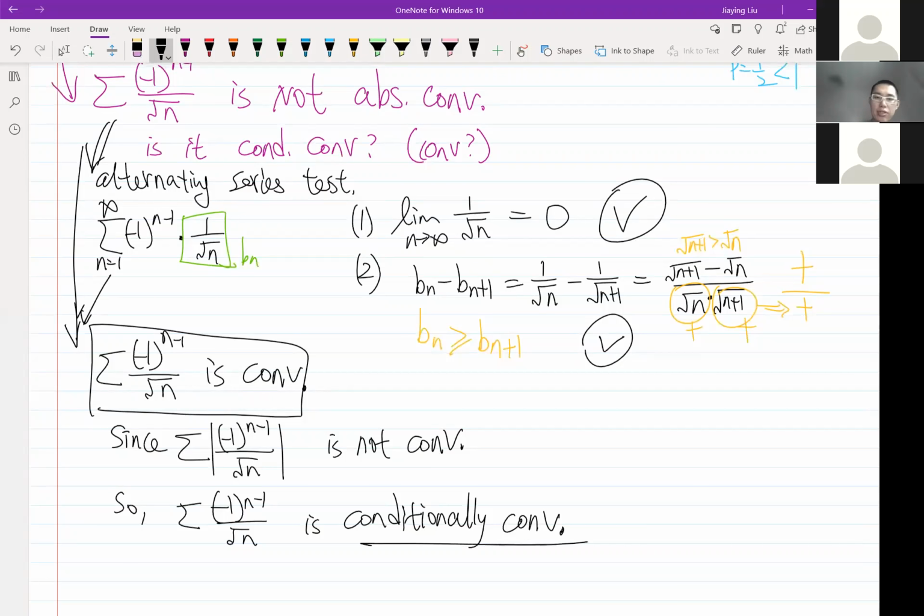And if we find out that it's conditionally convergent, there's no need to test for divergence because it's already conditionally convergent. It's not going to be divergent because it's already convergent.